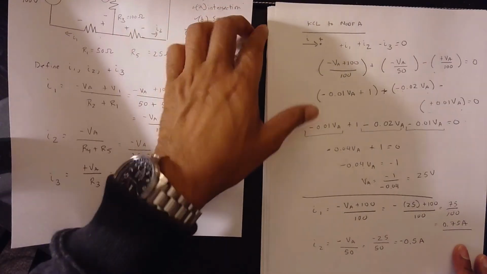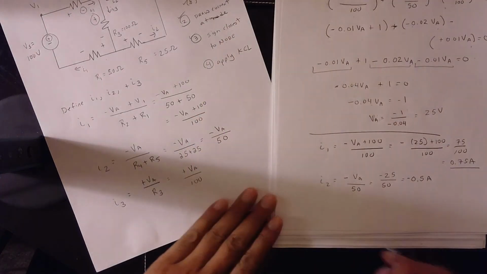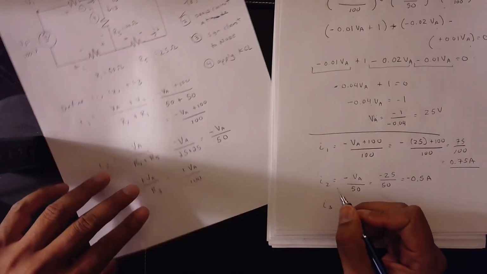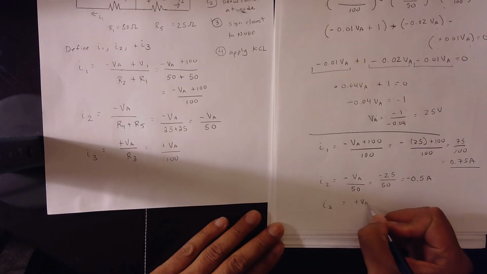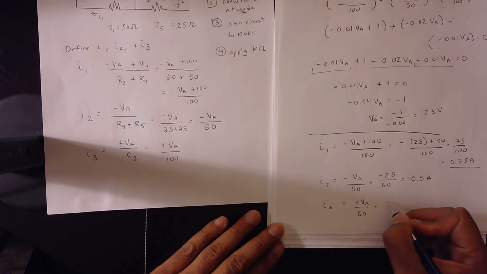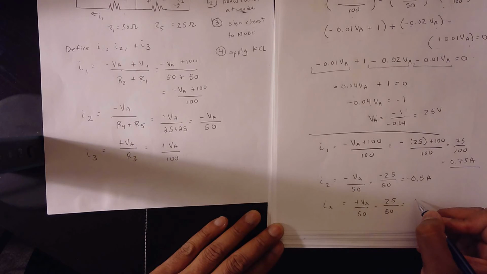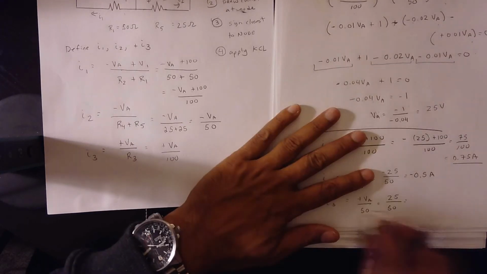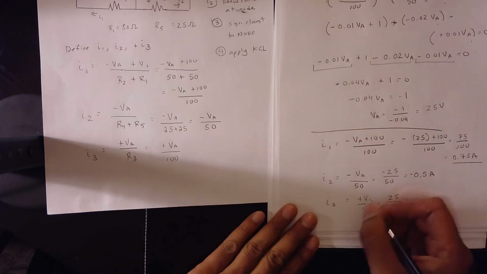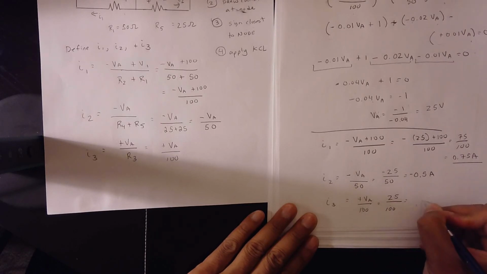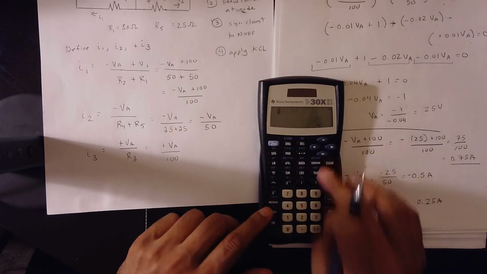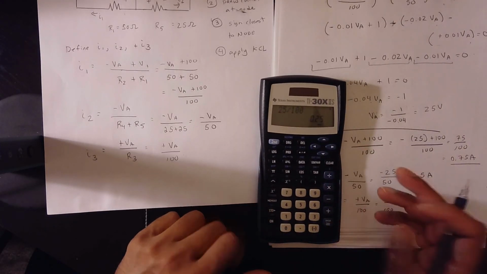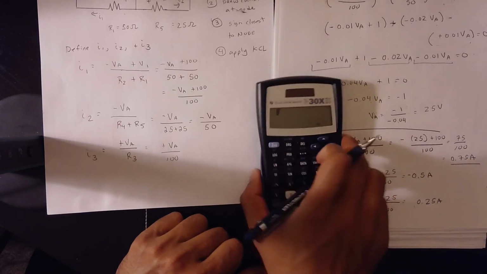So I'm going to explain that. But let's go to I3. I3 is defined as, again, from here, plus VA over 100, which is 25 over 100. So that's 0.25 amps. And just put it on your calculator. If you just get 25 over 100, which is 1/4, you get 0.25. Okay? Long story short.